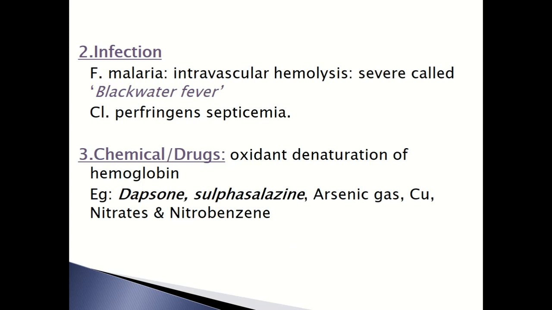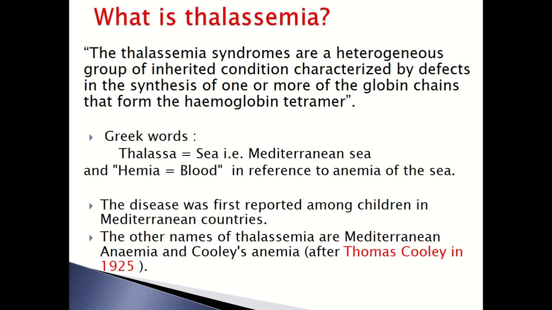Second, infection: as in malaria, you will find blackwater fever, which is again a sign of intravascular hemolysis. Clostridium infection, again intravascular hemolysis. Certain chemicals and drugs like dapsone, sulfasalazine, and nitrates produce oxidative denaturation of hemoglobin and produce hemolysis. So these are the acquired causes of hemolysis. That's all about today's topic, the classification of hemolytic anemia and laboratory diagnosis of hemolytic anemia.